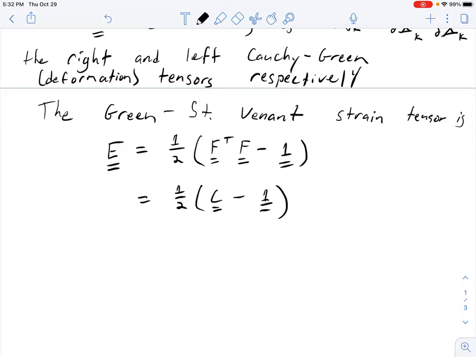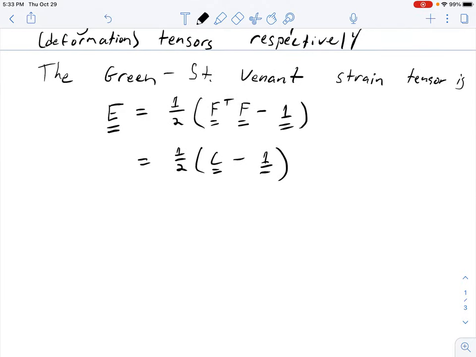All right, so an interesting thing to note here, and this is really what makes the Green Saint Venant strain tensor so useful, is that if F is a rotation, then E is zero. Whereas if you have a pure rotation, the symmetric part of F is not necessarily zero. In particular, if you think of it in matrix form, there can be diagonal things going on there. So E is equal to the zero tensor when F is a rotation.